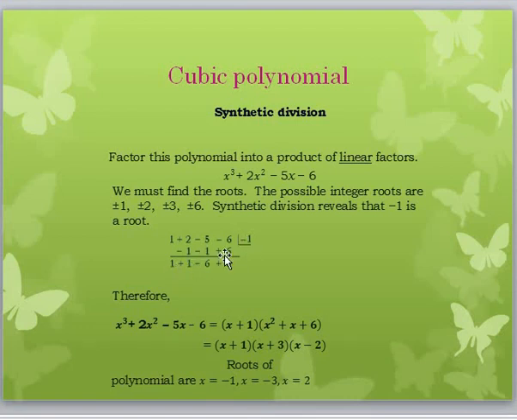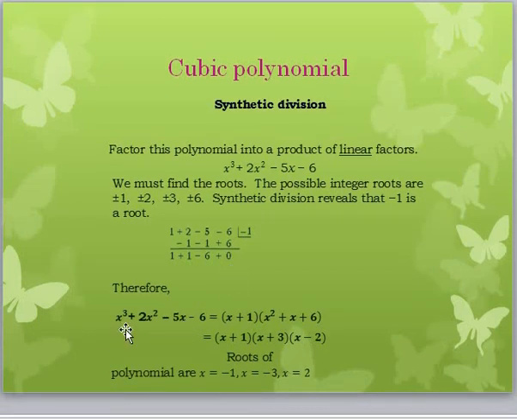Again take cross multiplication here. 1 into minus 1 is minus 1. So minus 5 minus 1, that is minus 6. So minus 6 into minus 1, the product of these two is plus 6. Minus 6 plus 6 is 0. So therefore x cube plus 2x square minus 5x minus 6 is equal to x plus 1, because x equal to minus 1 is one root.